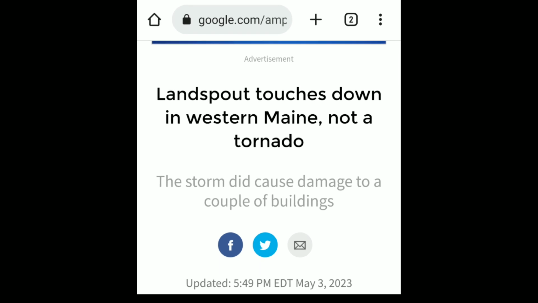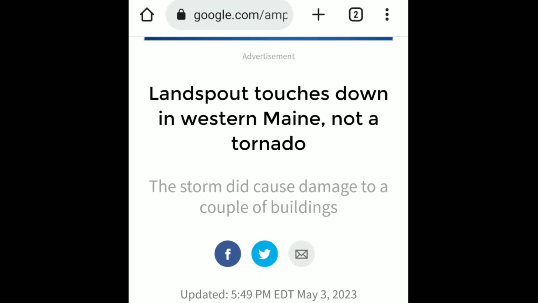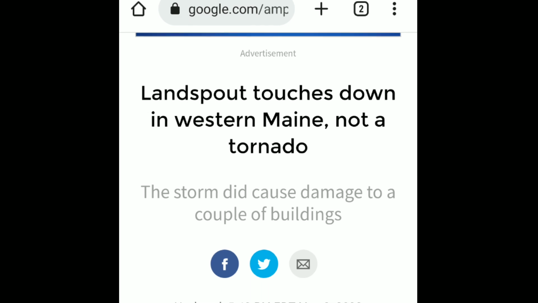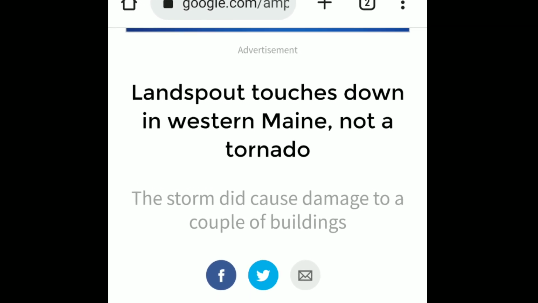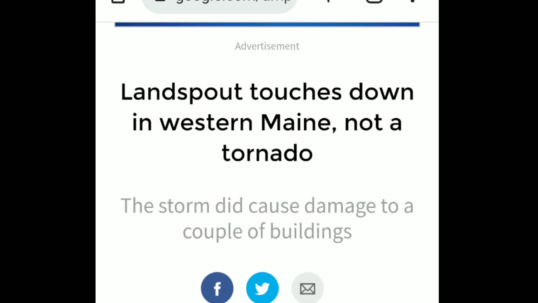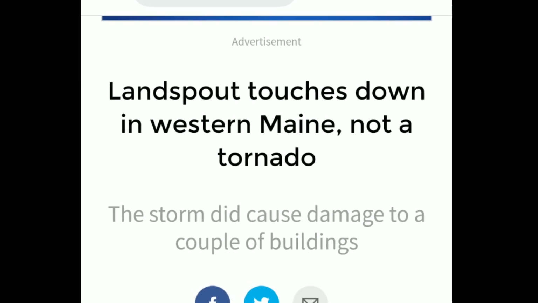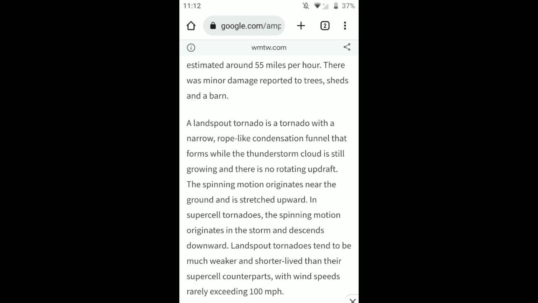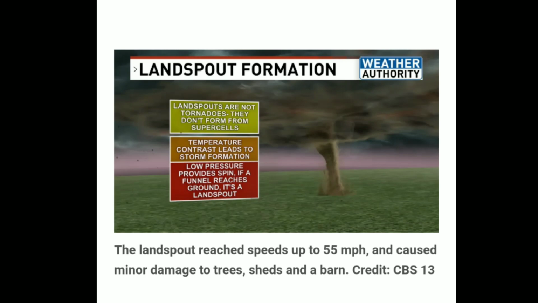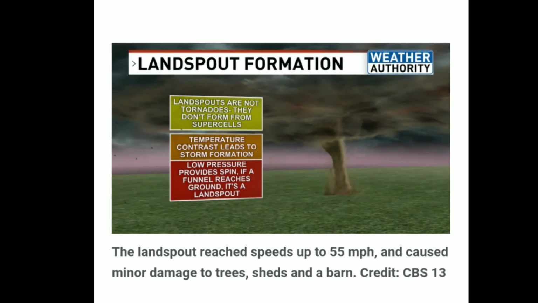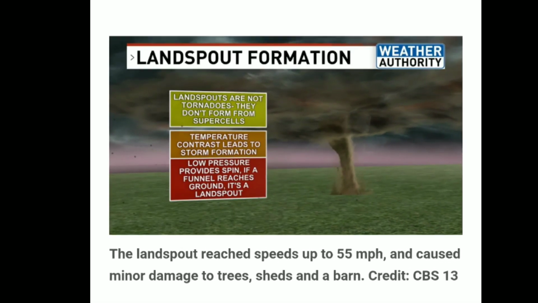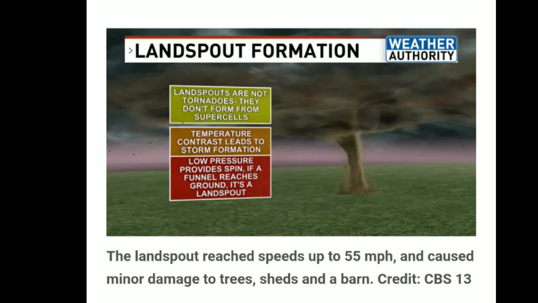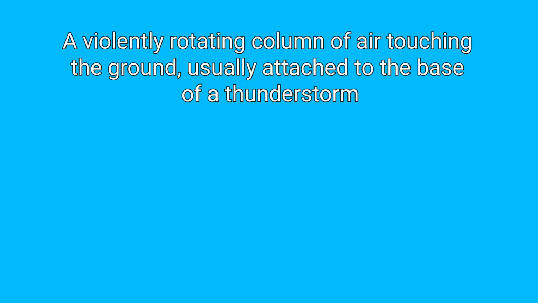This article that was published after the Maine landspout states right in the title, Landspout touches down in western Maine, not a tornado. Toward the end of that very same article, it states a landspout tornado is a tornado. Another article states that landspouts are not tornadoes as they do not form from supercells. The definition of a tornado from the National Weather Service is, quote, a violently rotating column of air touching the ground, usually attached to the base of a thunderstorm.